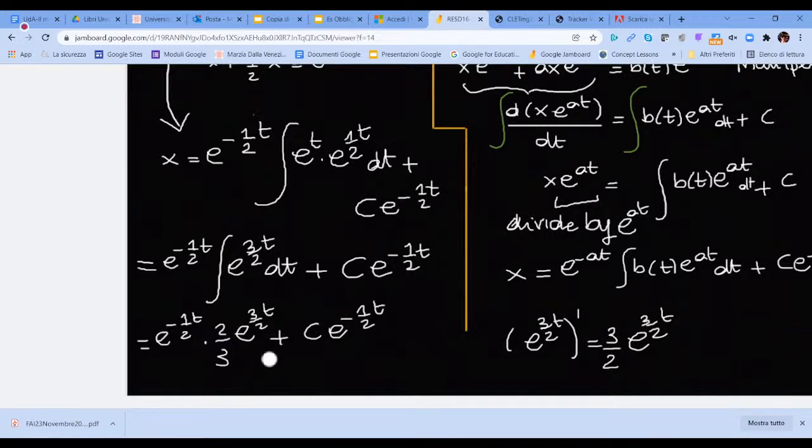So what we have to do is rewrite the solution, because we have a multiplicative factor 2/3 that we can put in front of this product, and then we can summarize the two exponents, minus 1/2 t plus 3/2 t, plus c e to minus 1/2 t. And as you can see, 3/2 minus 1/2, it is 1. So this is e to t.